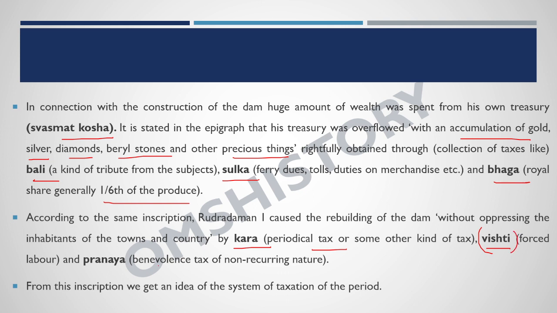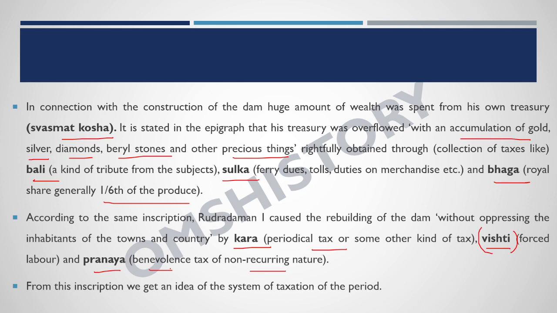Then we have Pranay, that is the benevolence tax of non-recurring nature. These were the 3 kinds of taxes which have been mentioned. Benevolence tax is like when you are levying tax for doing some public welfare work. So from this inscription, we get an idea of the system of taxation of that period.